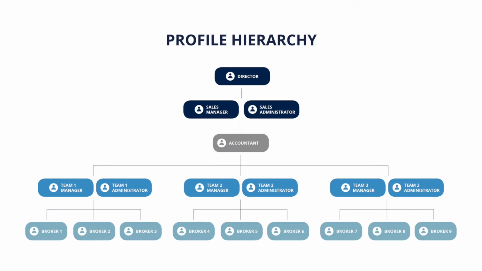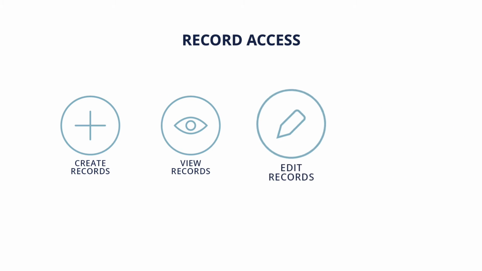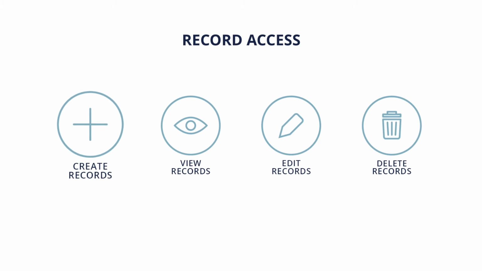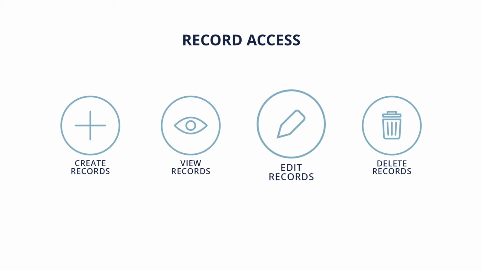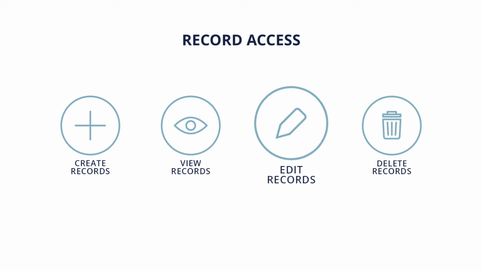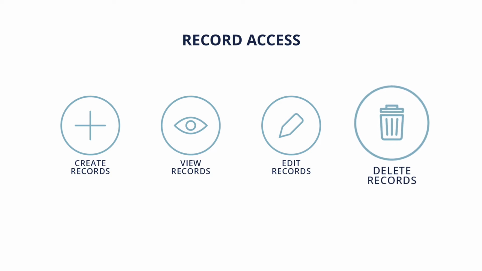There are various profile types in Property Nexus CRM that allow the company to control who has the ability to create and access a record. Record access is done in 4 different ways: creating, viewing, editing, and deleting. Create access allows a user to create a record of that type. View access allows a user to see the information in a record. Edit access allows a user to make changes to fields in the record, and delete access allows for the deletion of a record from the CRM.